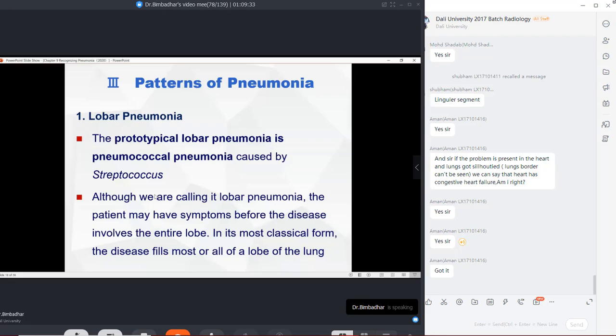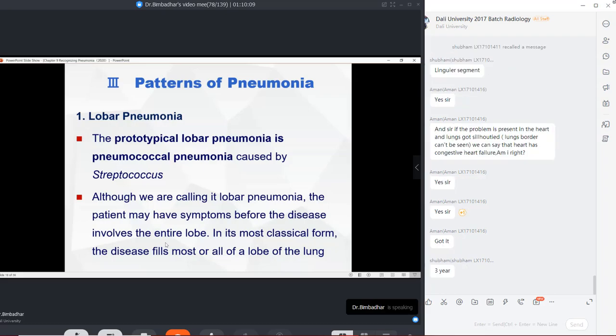Okay, we are calling it lobar pneumonia, but still the patient will have the symptoms before the disease involves the entire lobe. So now you tell me, if you can remember the two clinical scenarios, which one of those patients will eventually develop the streptococcal pneumonia? Is it the 3-year-old male patient or the 15-year-old female patient? Which one will develop the streptococcus pneumonia? Who is more likely to develop it? If you can remember the two case scenarios I told you before, likely to progress in the later stages as streptococcal lobar pneumonia.